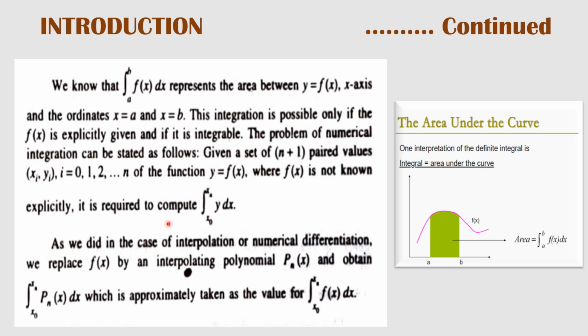As we did in the case of interpolation or numerical differentiation, we replace f of x by an interpolating polynomial Pn of x and obtain integral x0 to xn Pn of x dx, which is approximately taken as the value for integral x0 to xn f of x dx.